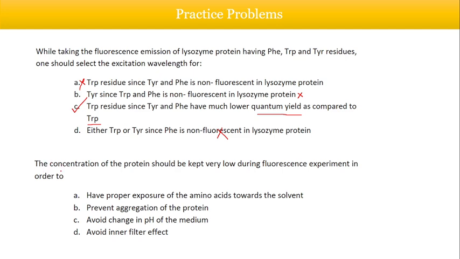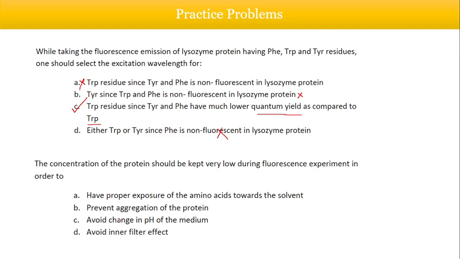The next question is, the concentration of the protein should be kept low during a fluorescence experiment in order to. As I have spoken, in a highly concentrated solution, the excitation beam is attenuated by the sample, so that only the surface facing the excitation beam fluoresces strongly. But the emission monochromator in the fluorescence spectrometer images from the center of the cuvette, so the lower fluorescence emission will affect the signal being detected.